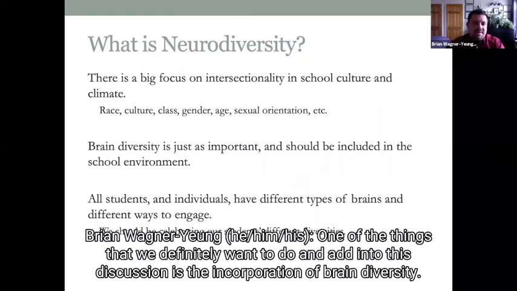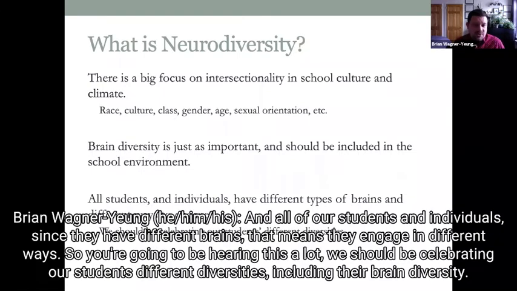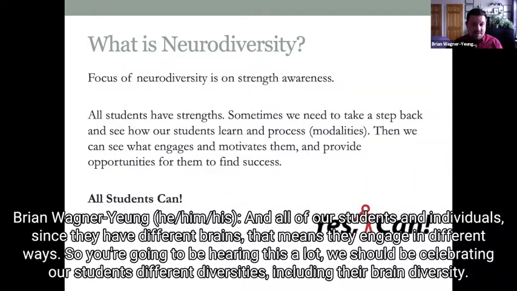One of the things that we definitely want to add into this discussion is the incorporation of brain diversity. Brain diversity is just as important as any of these, and we should be including this in the school environment as well. We should be recognizing and celebrating that all of our students' brains are different, just as all of our brains are different. And all of our students and individuals, since they have different brains, engage in different ways. So you're going to be hearing this a lot. We should be celebrating our students' different diversities, including their brain diversity.